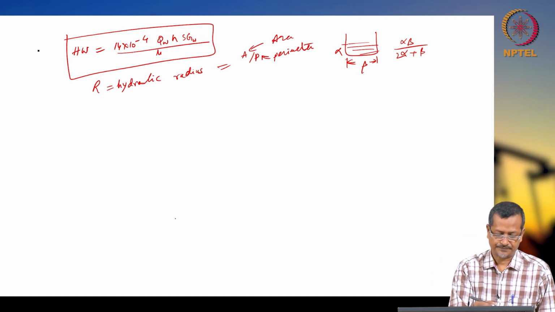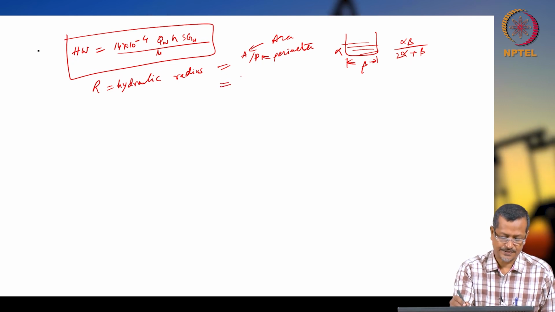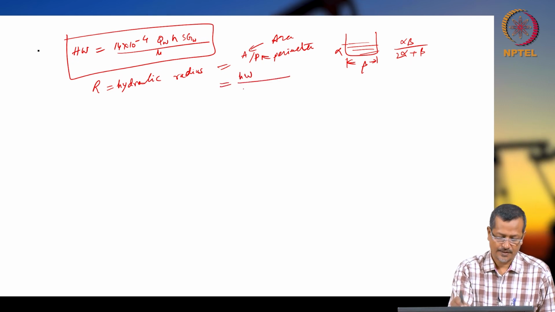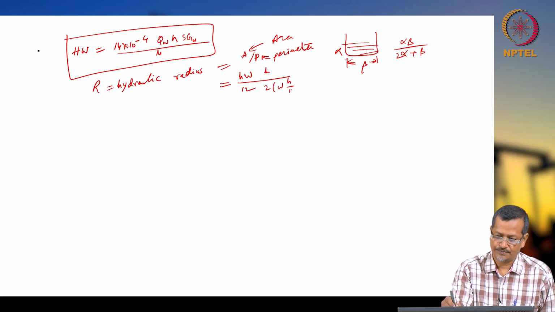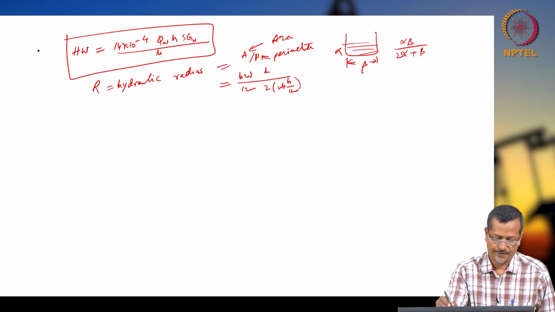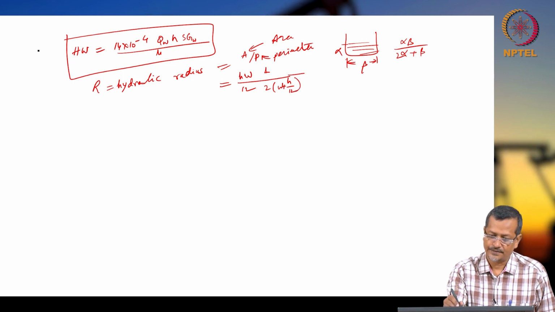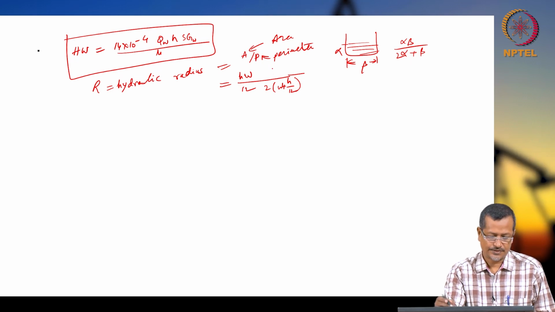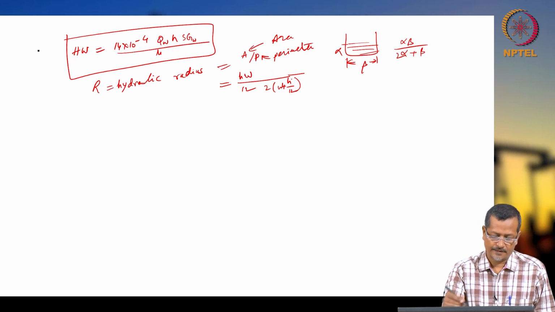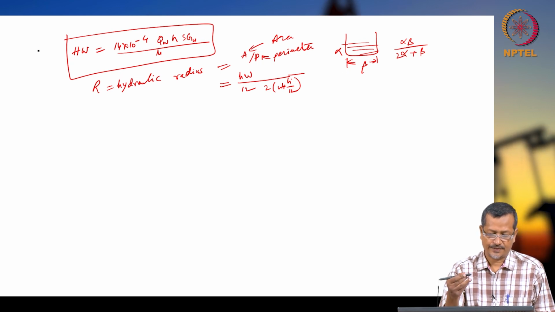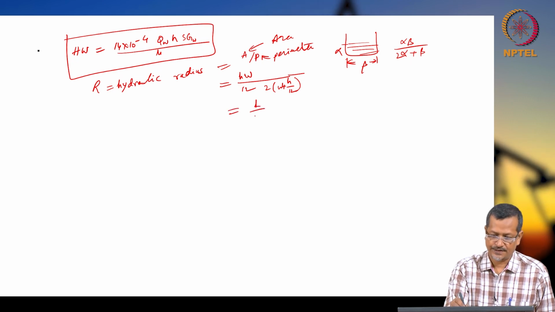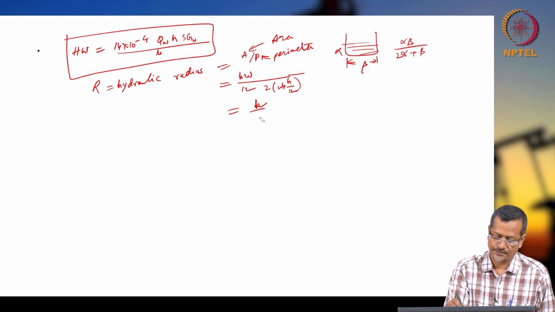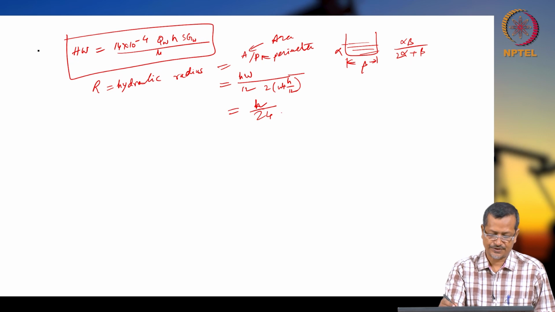Now the hydraulic radius formula is this: HW by 12, 1 by 2WH. Yeah, so this is the formula, and they are approximating that if H is half of W, then it will be like this: H by 12. It's just an approximation they have done.